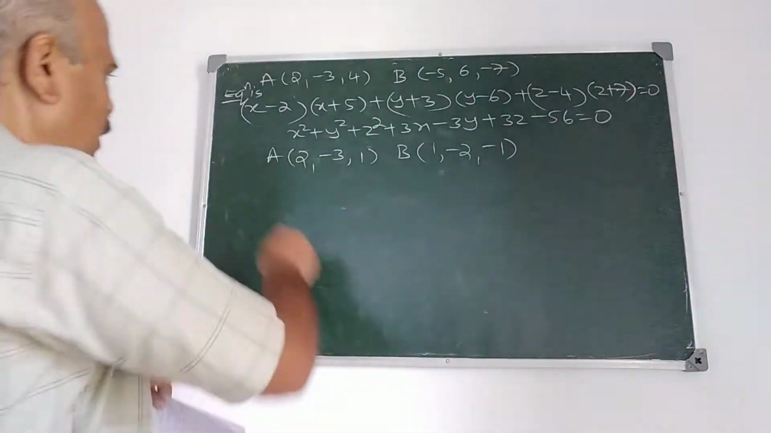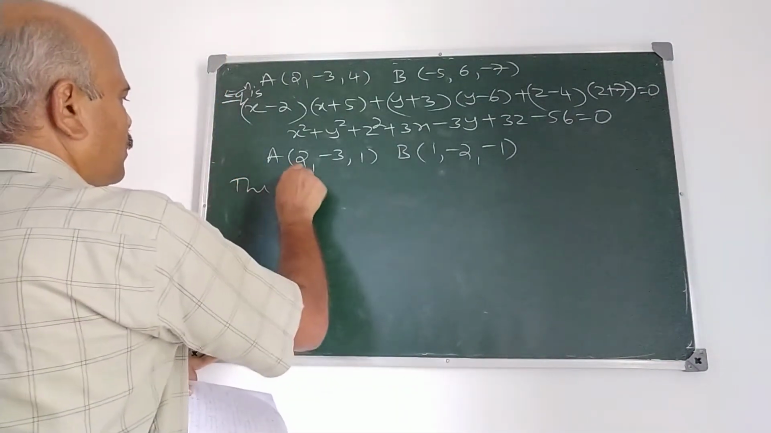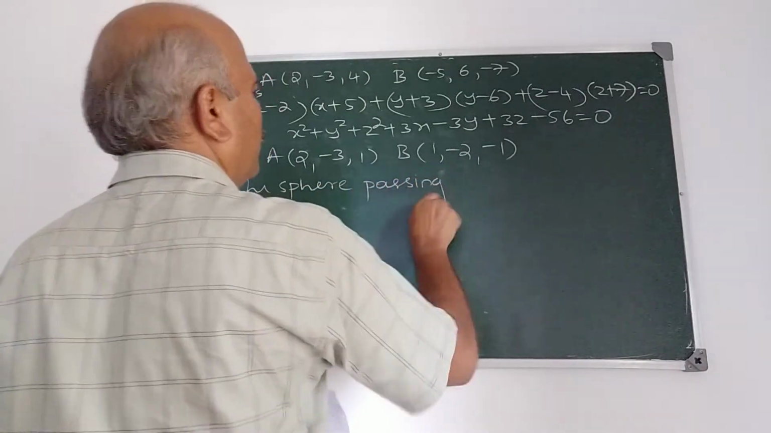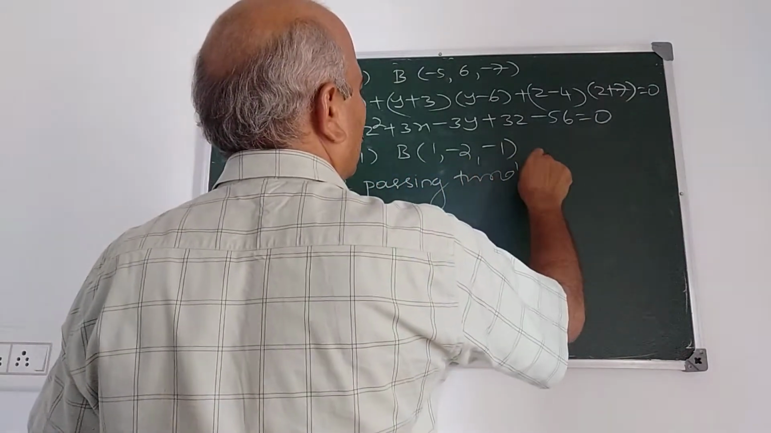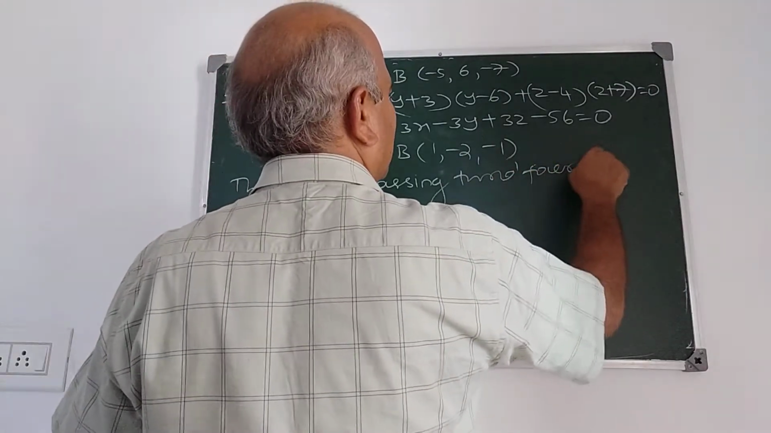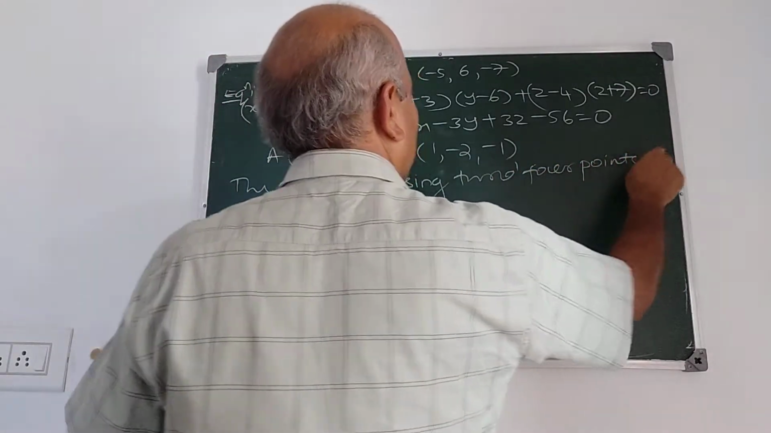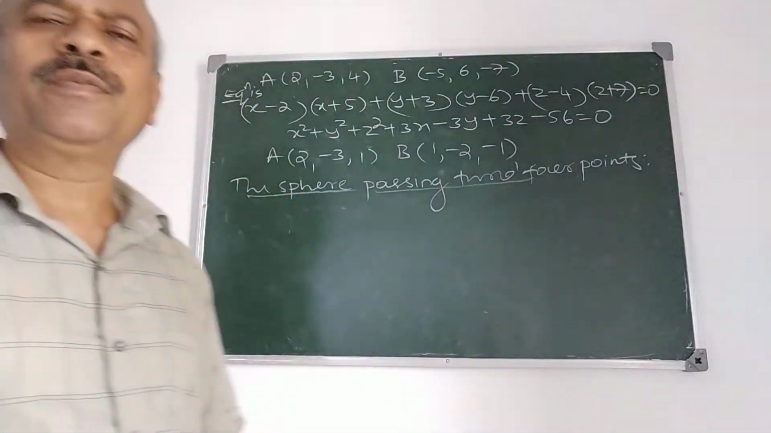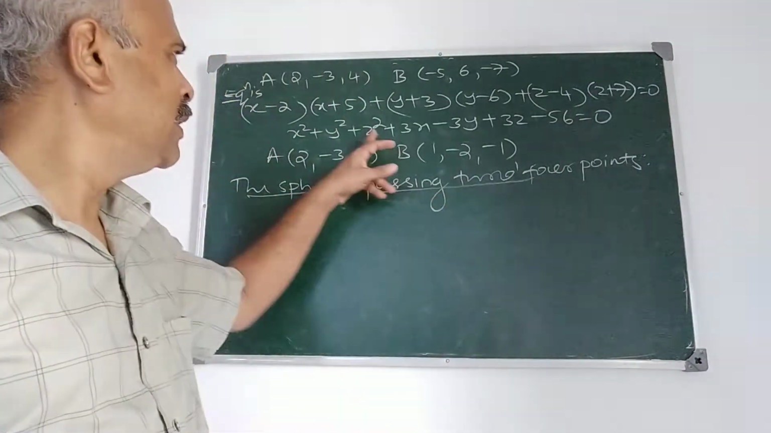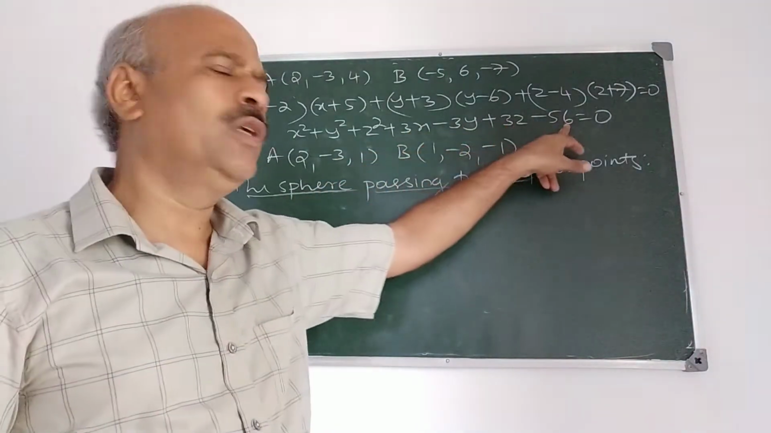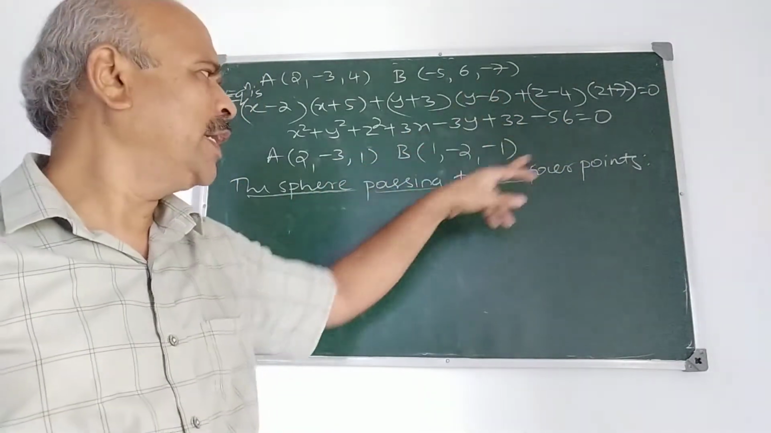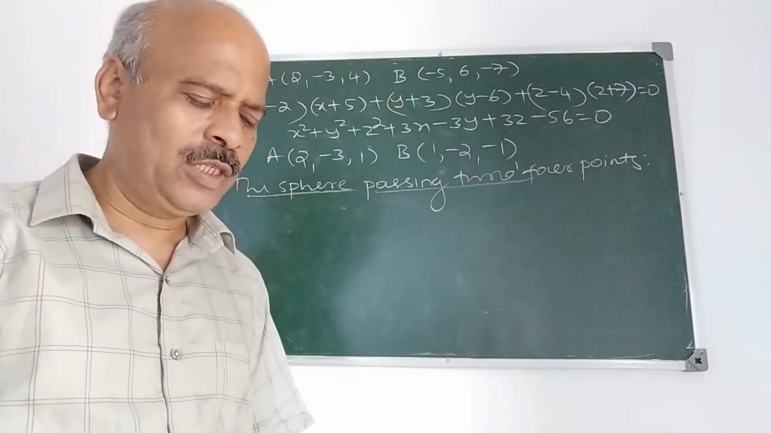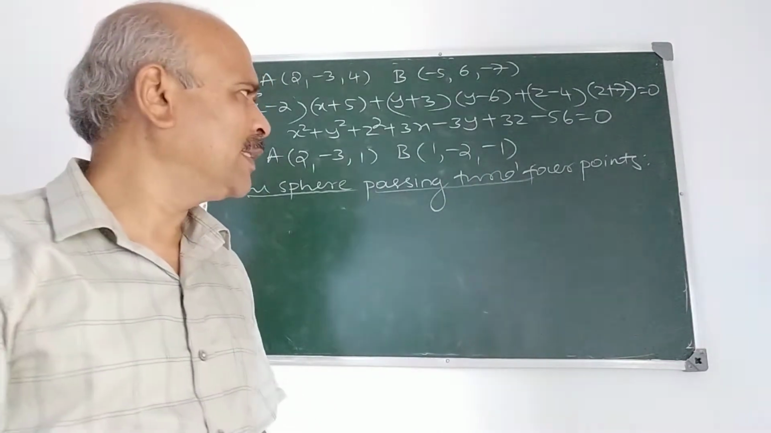Next is the sphere passing through 4 points. This is important. We find the equation of the sphere passing through 4 points. Since it involves u, v, w, d, 4 constants, if 4 conditions, that is passing through the 4 points, are given, we can write the equation of the sphere. I explain by taking an example.